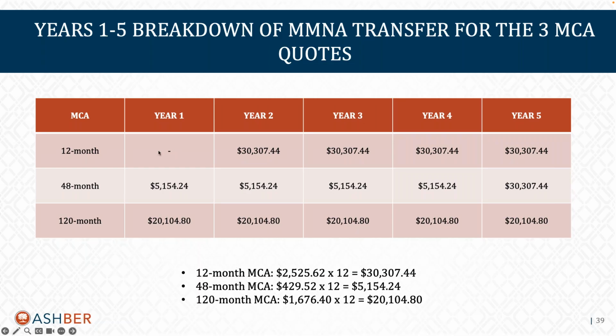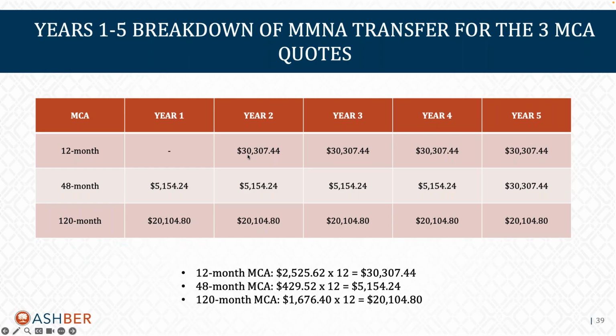So as you can see in year 1, and these are all annual figures here, the annual figures are calculated here at the bottom. So that's basically taking the anticipated monthly MMNA benefit and then multiplying it by 12. So in year 1, the amount of income transferred from IS to CS is 0. For the 48-month MCA, it is just over $5,100, and then for the 10-year plan, it is $20,104.80. And for that 120-month plan, this is going to be the income transfer every single year because that annuity is going to continue to pay out for the entirety of that 10 years.